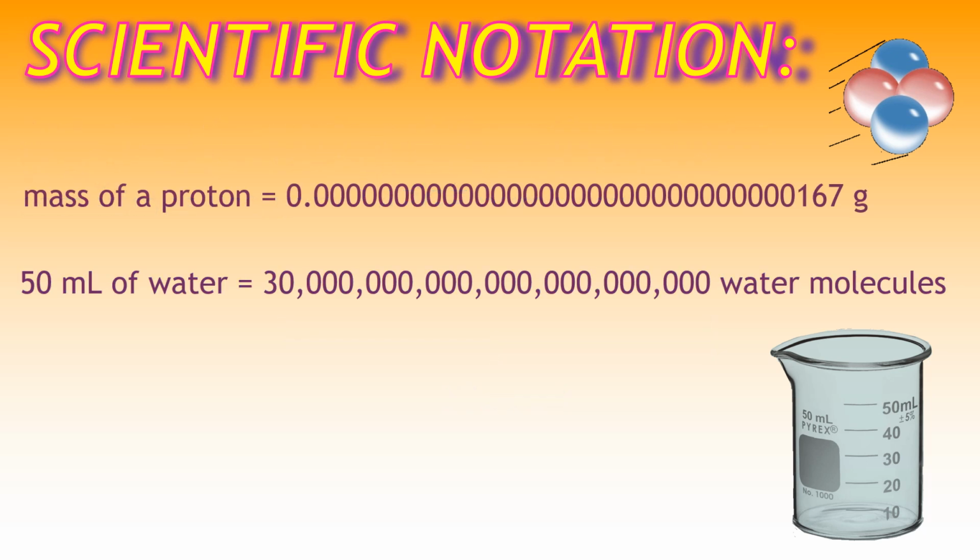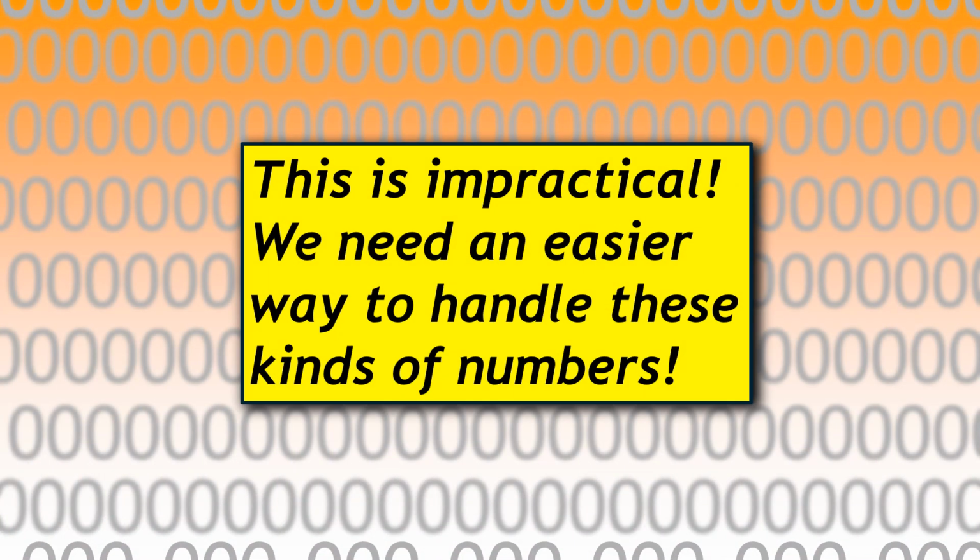So we have one number that's ridiculously small with actually only 3 significant figures, and we have one other that's really, really large, but only 1 significant figure, the 3, the very first integer. What to do? I mean, this is impractical. We need an easier way to handle these kinds of numbers.